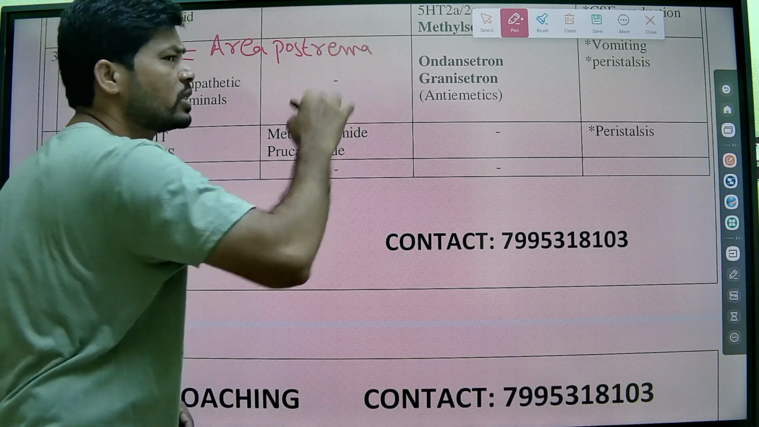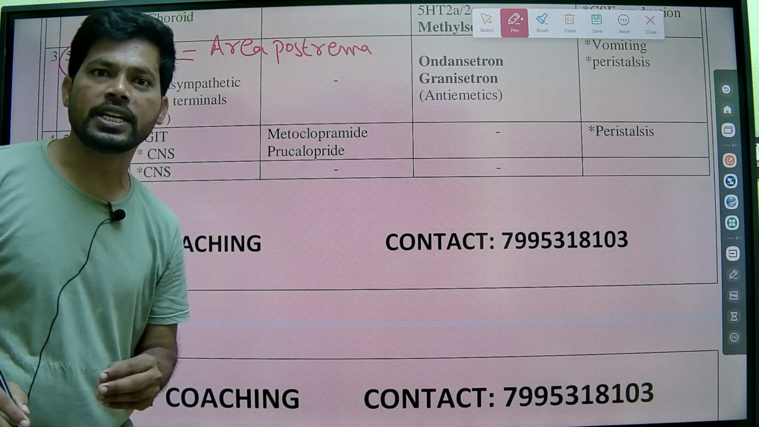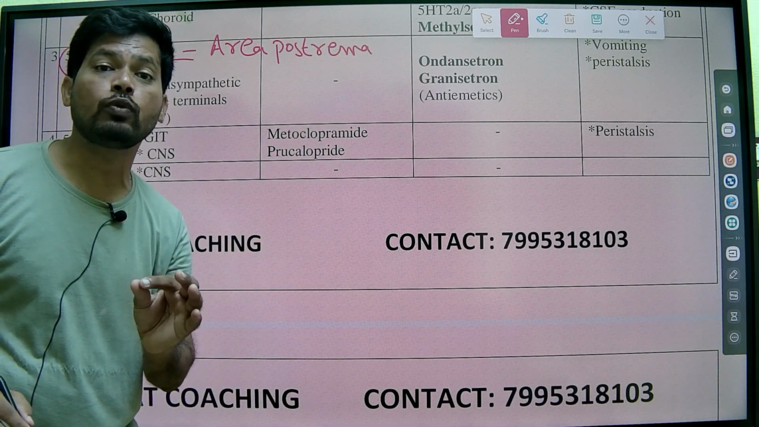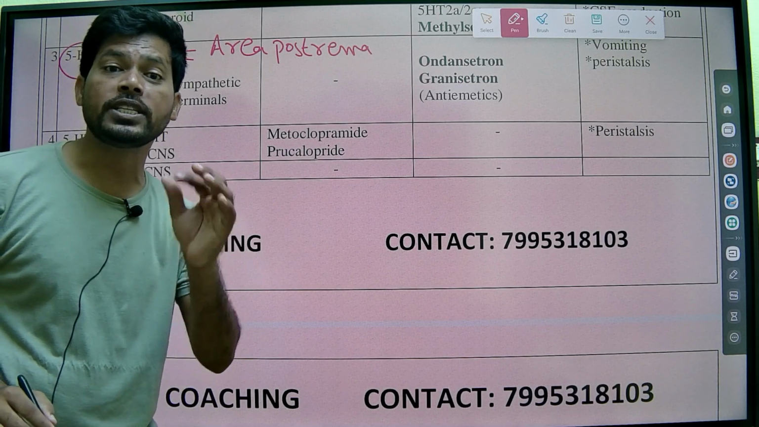ఈ విధంగా కూడా మీకు క్వశ్చన్స్ అడిగే ఛాన్స్ ఉంటుందండి. What is the speech area? That is Broca's area, B-R-O-C-A-S. Broca's area is the speech area in the brain.